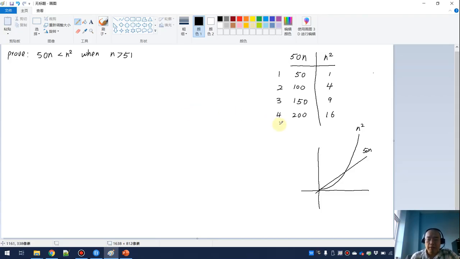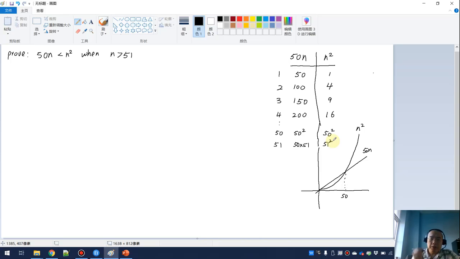How about we write down 50? When the n value is 50, 50n will be 50 squared, and n squared is 50 squared again. So when the n value is 50, those two curves meet here. And how about 51? For 51, we have 50 multiplied by 51, and on the right side we have 51 squared.